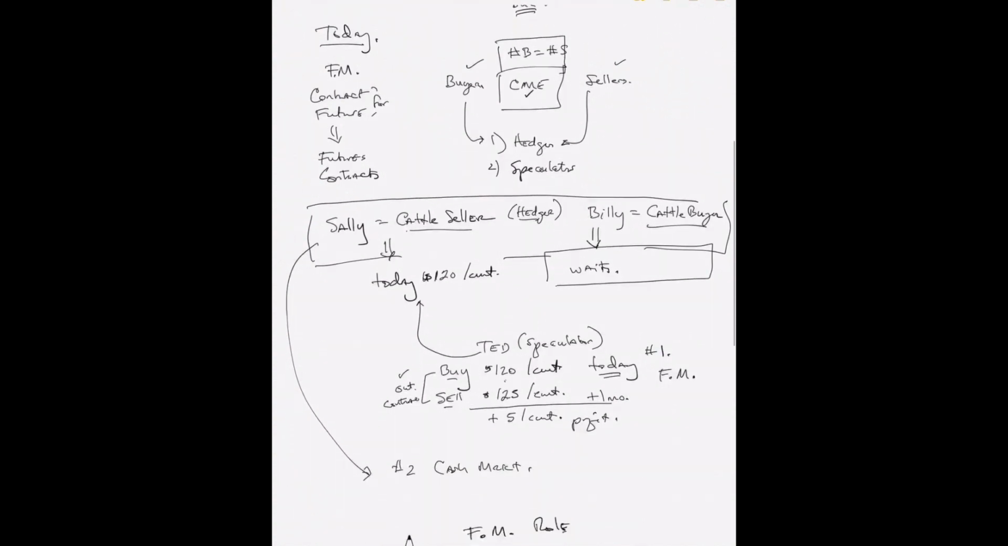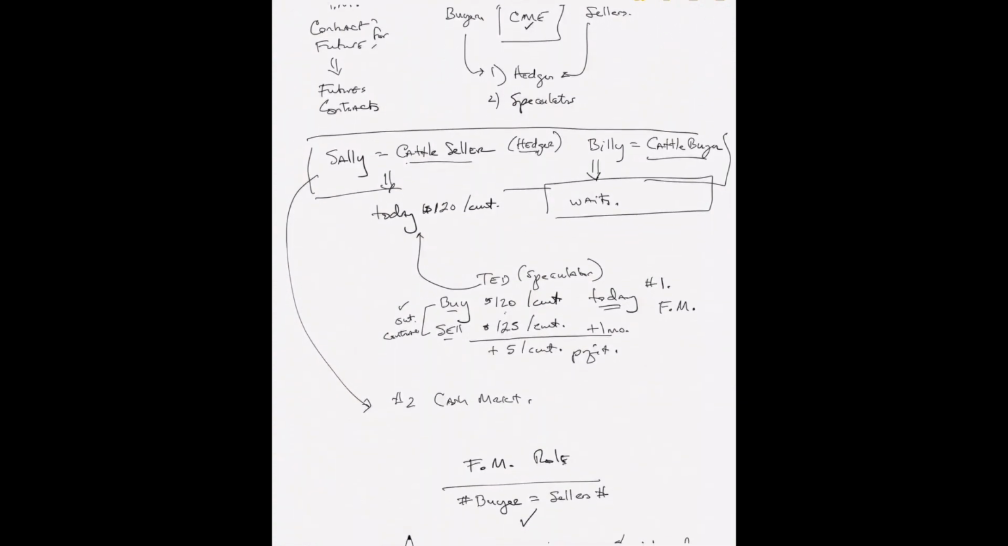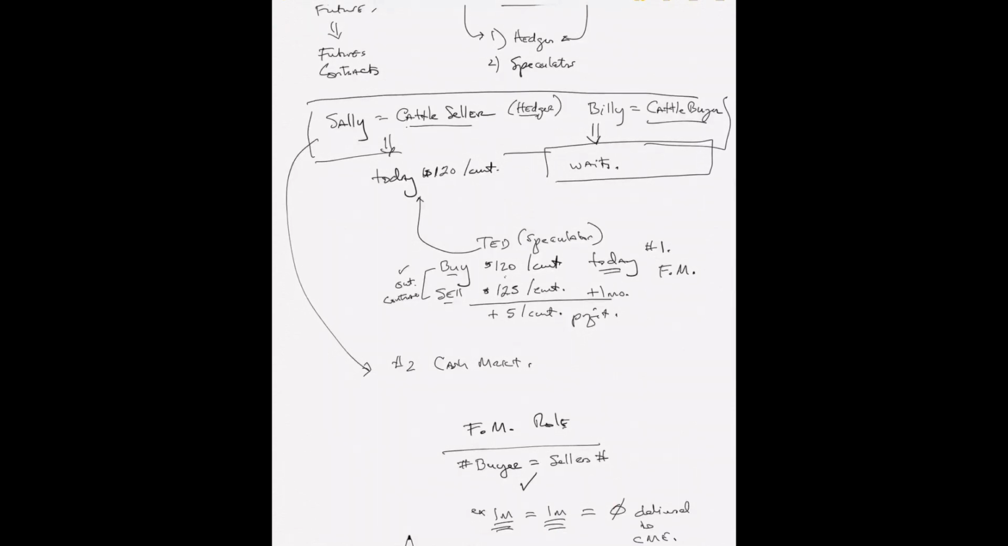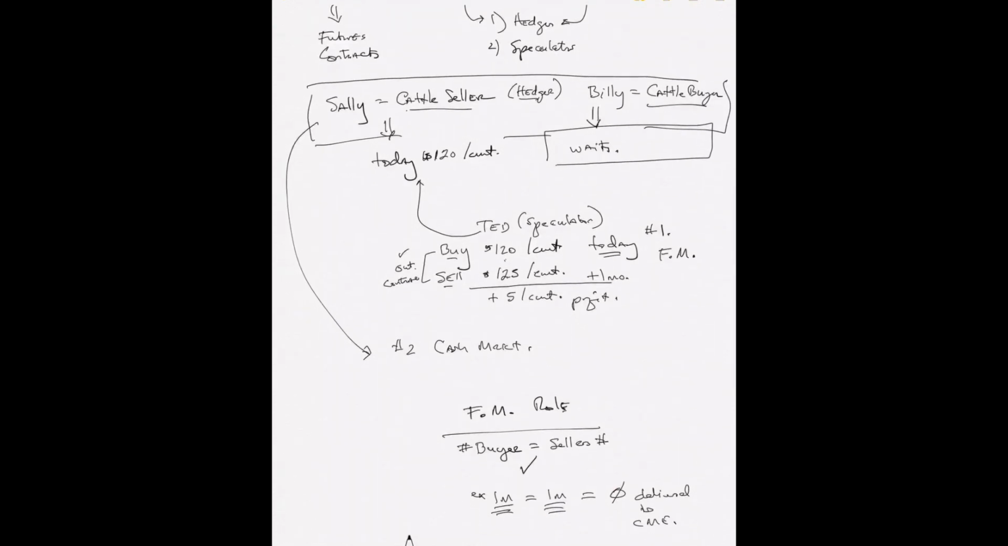Now, why do we need a whole bunch of buyers and sellers? Because it really creates a better picture of price. But the market now has two markets. One is the futures market and one is this cash market.